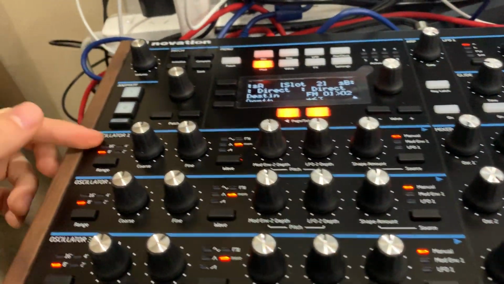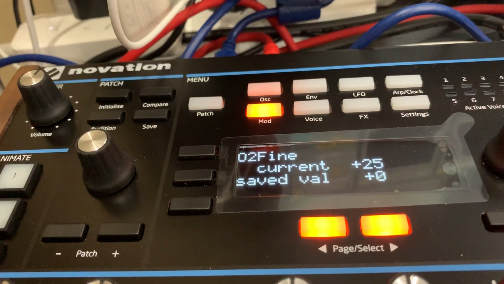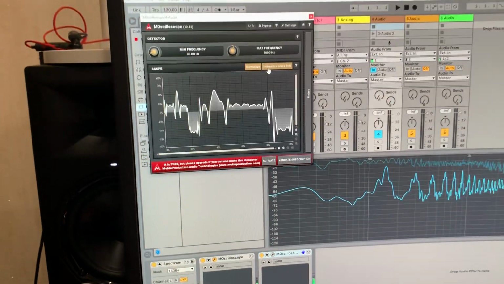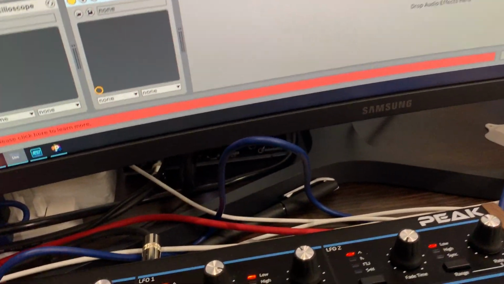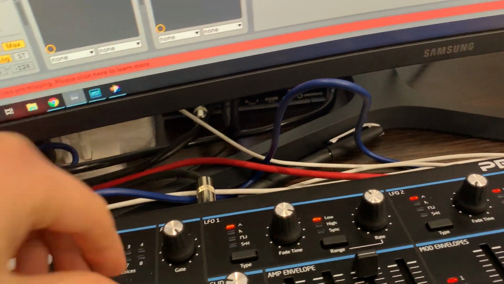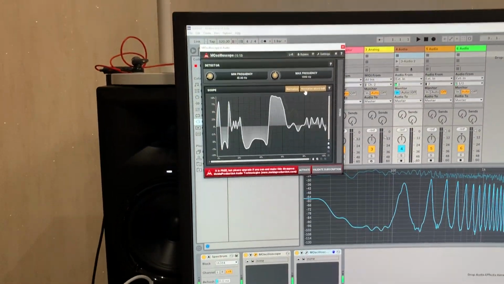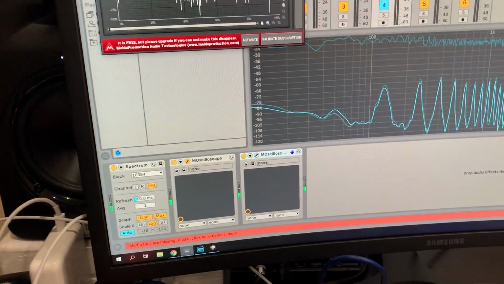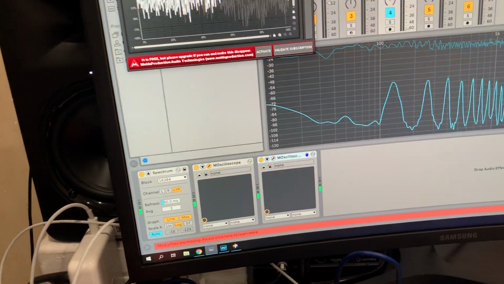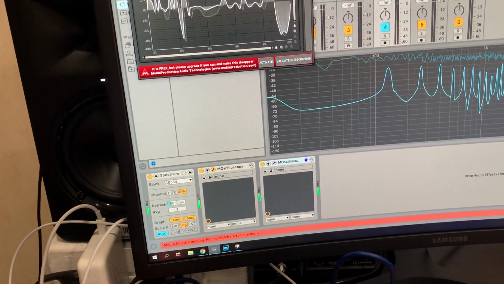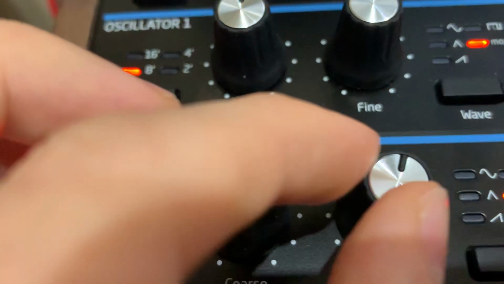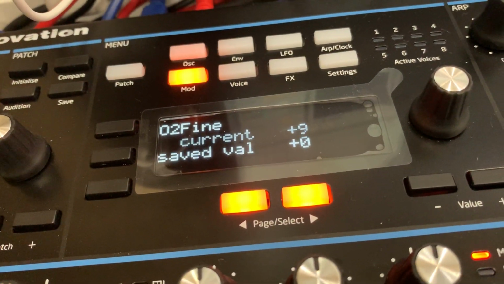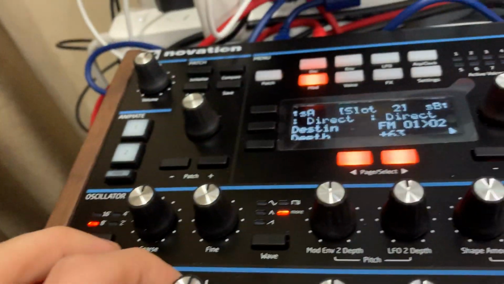But if I open the second oscillator, now the first is the modulator, the second is the carrier. I'm going to 25 for maximum. And organ, modulating organ. As you can see, here is full modulation. I have to go to maybe 9 to make them be in tune.